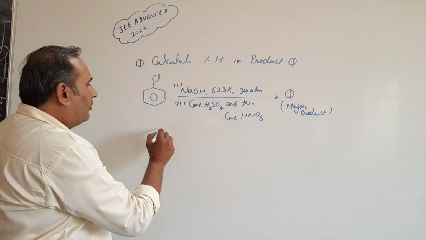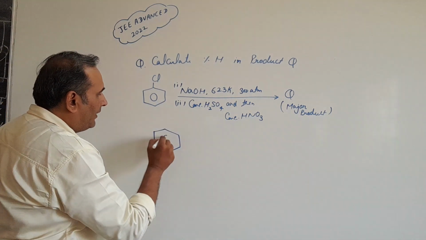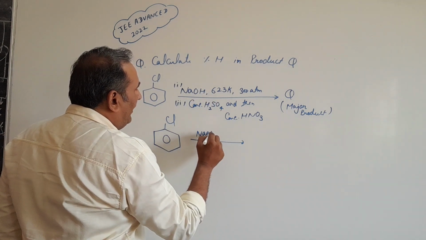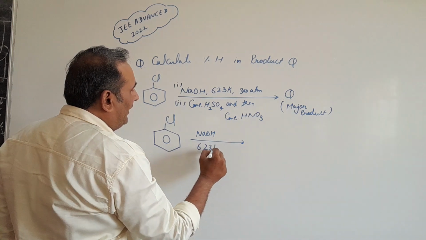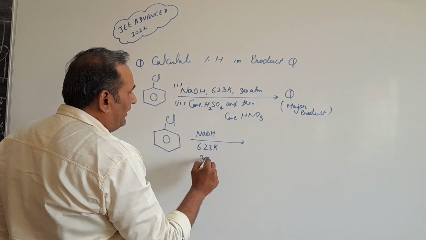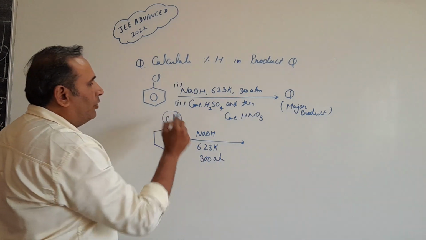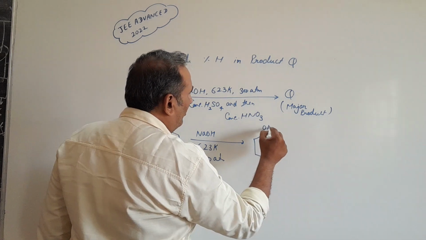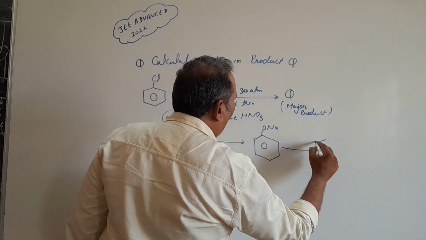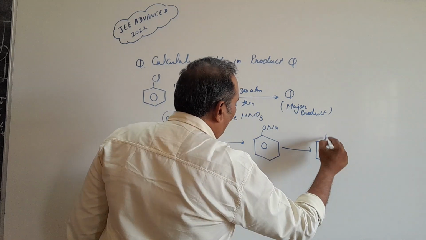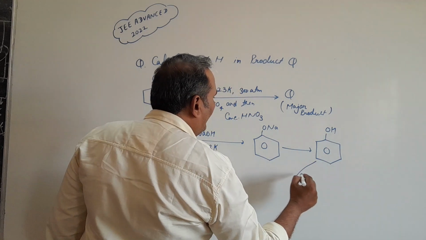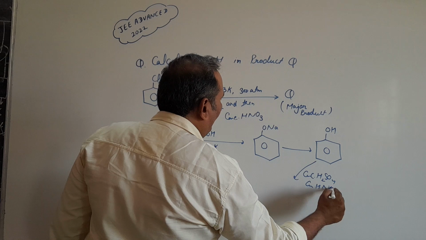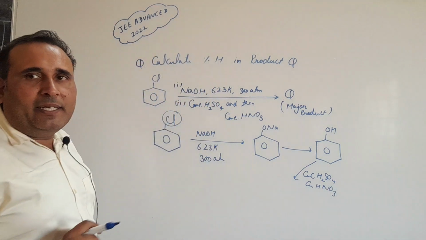We know when chlorobenzene reacts with concentrated NaOH at very high temperature, that is 623 Kelvin, as well as very high pressure, that is 300 atmosphere, then this chlorobenzene gets converted into phenoxide and after that into phenol. And when we treat this phenol with concentrated H2SO4 and concentrated HNO3, then we will get picric acid.